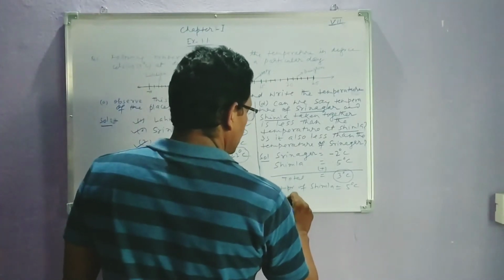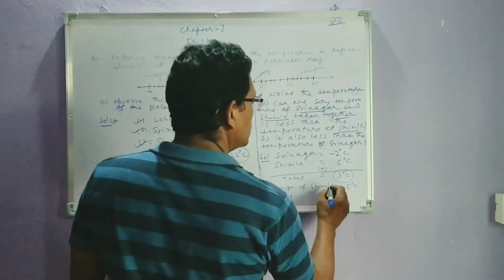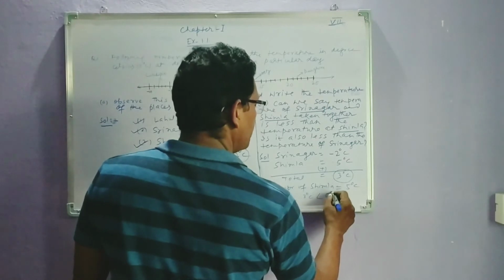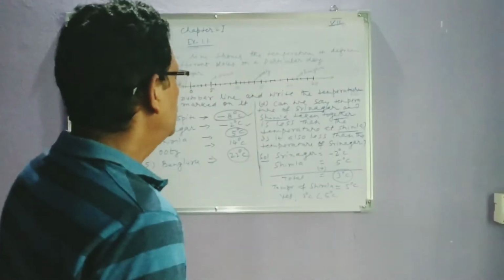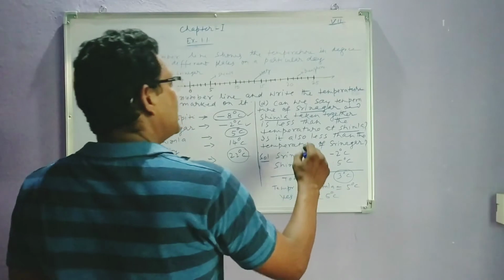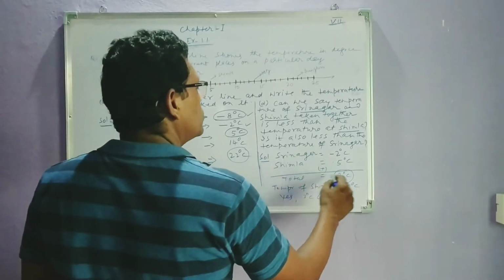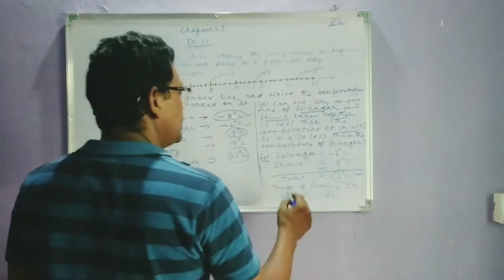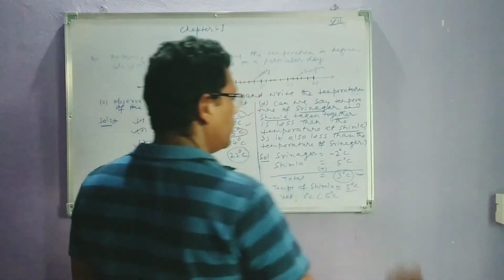So the answer is yes, because 3 degrees Celsius is less than 5 degrees Celsius. So when we take the temperature of Srinagar and Simla together, its temperature reduces compared to the temperature of Srinagar.